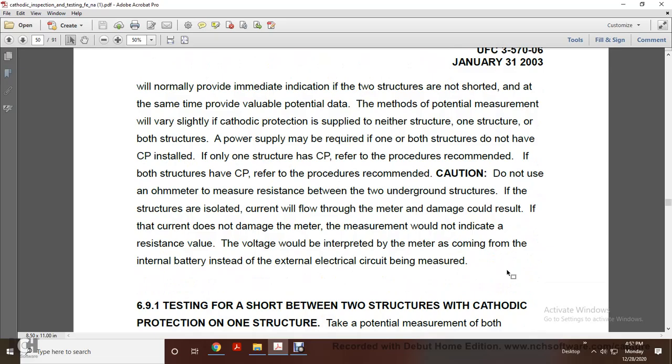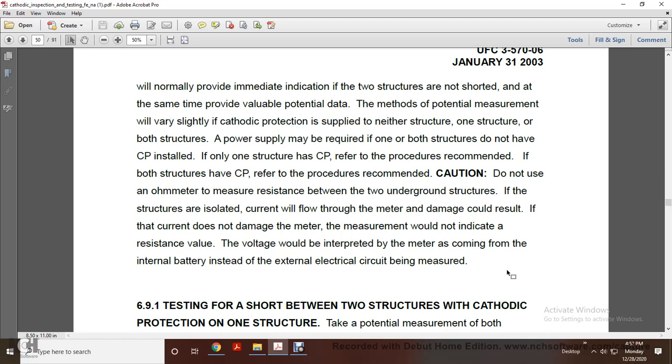The method of potential measurement verifies whether cathodic protection is supplied to neither structure, one structure, or both. If one structure has a power supply and the other does not, refer to the recommended procedure. If both structures have cathodic protection, refer to the recommended procedure.